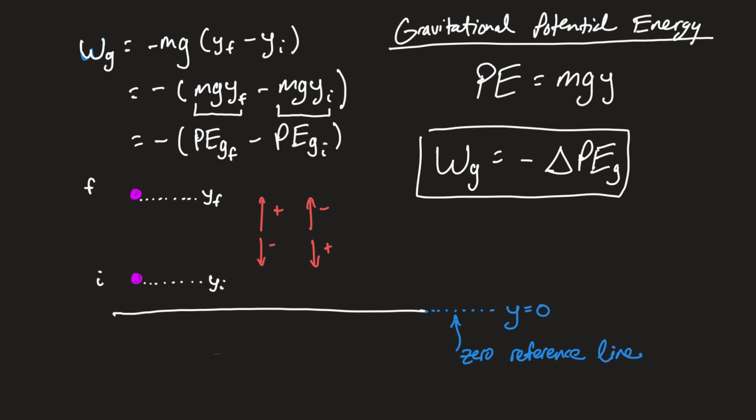Both of these little formulas are important. The one right here is the general formula for how to calculate gravitational potential energy, and then this one right here, relating the work done by gravity to the change in gravitational potential energy, is nice to use conceptually, as we'll see in just a little bit.